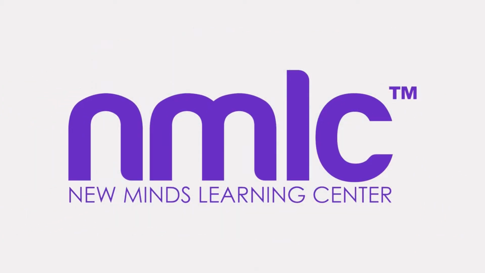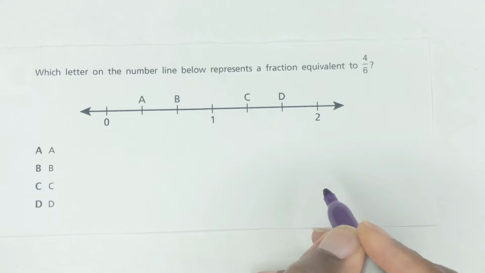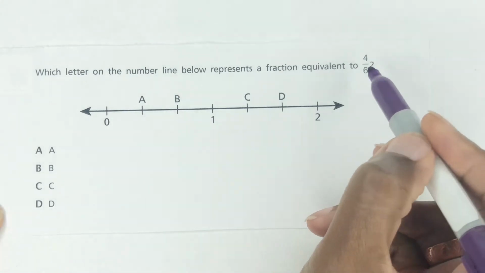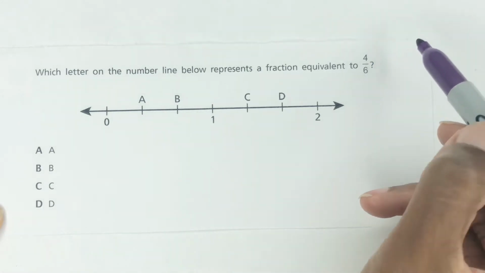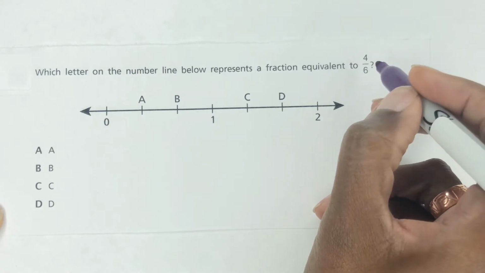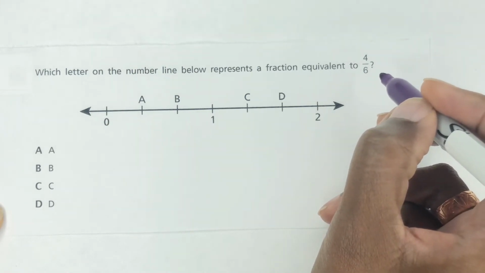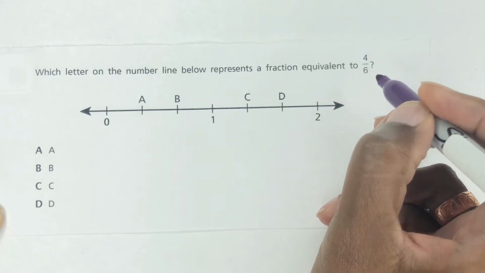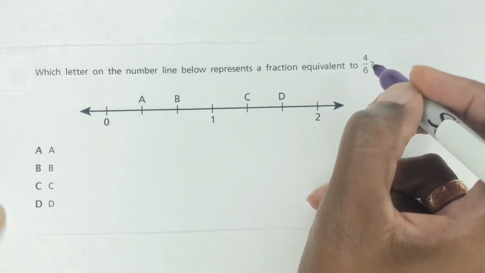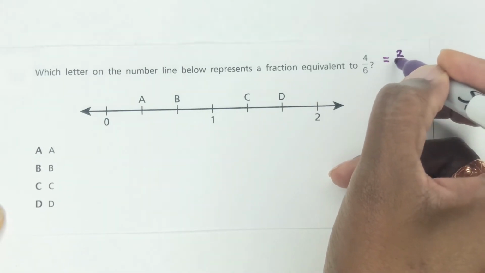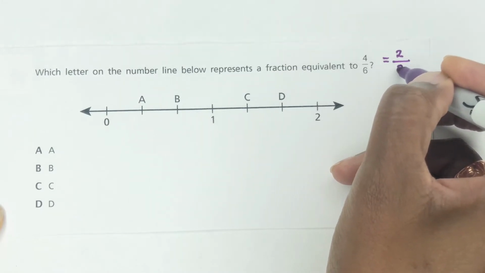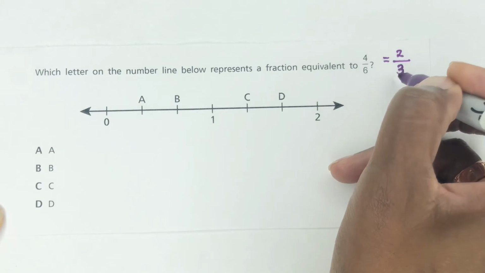Here's the first question, and this one is asking which letter on the number line below represents a fraction equivalent to 4/6. So the first thing we have to do is find out what 4/6 is and if this can be reduced. First of all, you see that they are even numbers. You have a 4 at the top, 6 at the bottom. They're both even. That means they can be halved or reduced using the 2 times table, right? So you half the 4, which gives you 2, and then you half the 6, which gives you 3. So 4/6 is the same as 2/3.